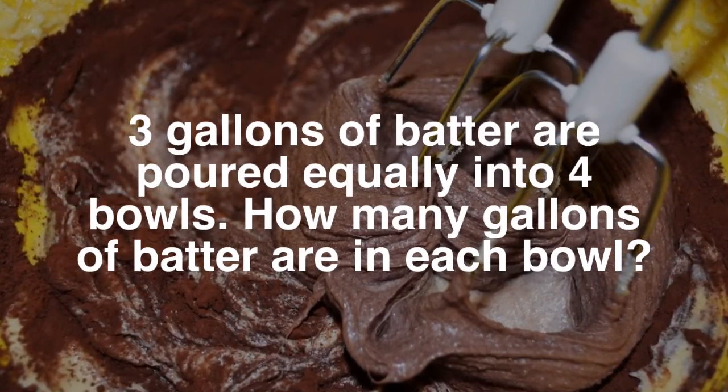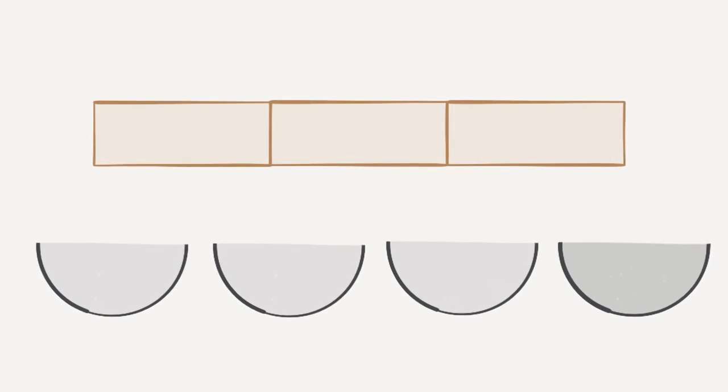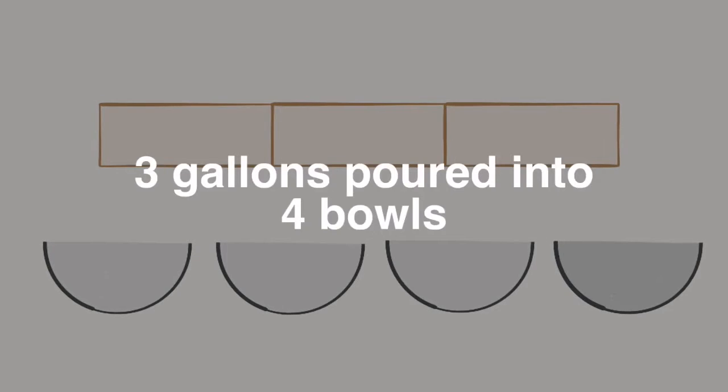Okay, and now we have 3 gallons of batter being poured into those 4 bowls. How many gallons of batter are in each bowl now? So, here's my tape diagram. I have 3 gallons and 4 bowls. But how am I going to separate these 3 gallons into 4 parts? That's a little bit more difficult. Let's do this one on paper.